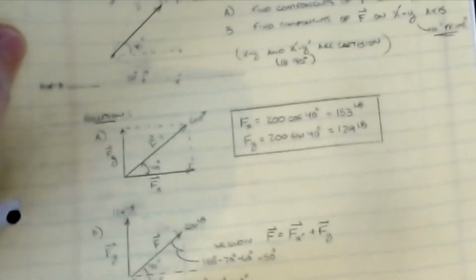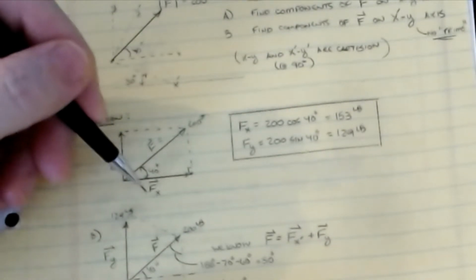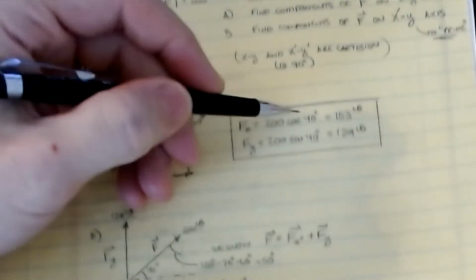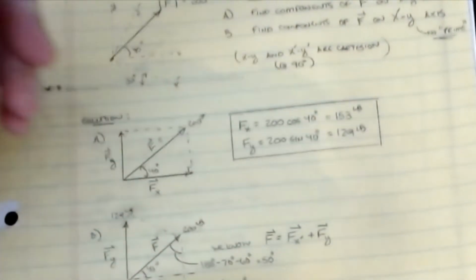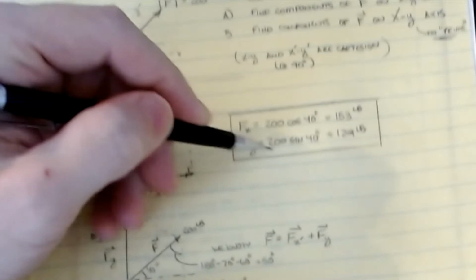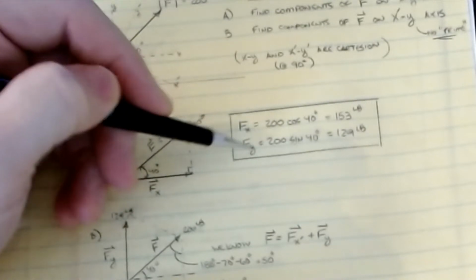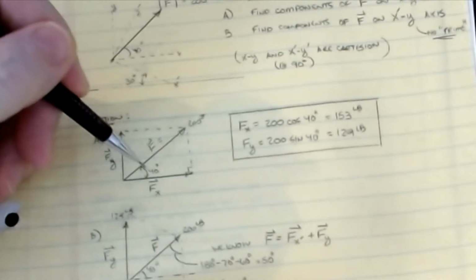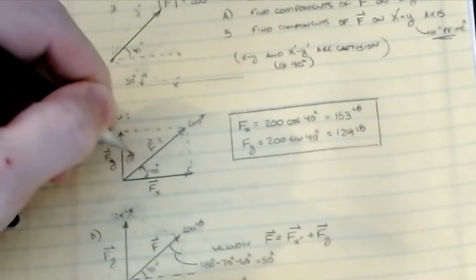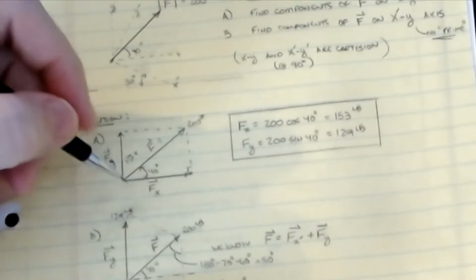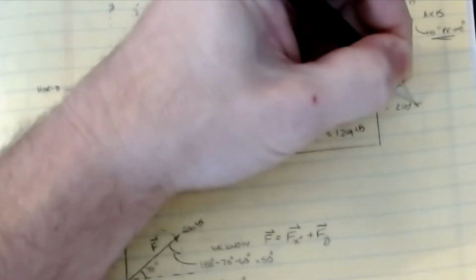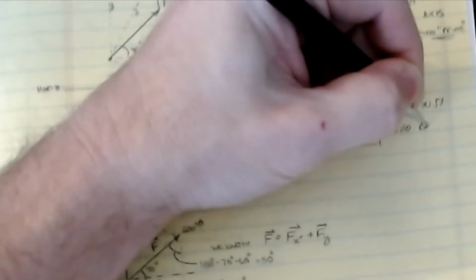Just like we talked about, here's my F, 200. My Fx then is going to be 200 times the cosine of 40 degrees, which is 153 pounds. And then Fy is going to be 200 times the sine of 40 degrees. Now, don't fall into the trap of just assuming x is always cosine and y is always sine. It depends on where that angle is measured from. If I had called this 50 degrees here, then Fx would be 200 times the sine of 50, and Fy would be 200 times the cosine of 50.